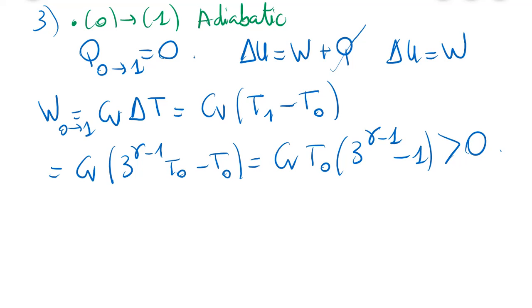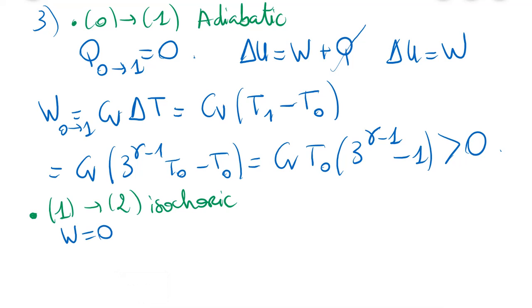So now we are going to make the next step. From 1 to 2. That was isochoric. For an isochoric transformation, always the work is equal to 0. So go check out the video about isochoric if you want more details about that. So that being said, again, we're going to use the first law of thermodynamics. So if we use that, it means that delta U in this case is equal to the heat. So let's calculate the heat.